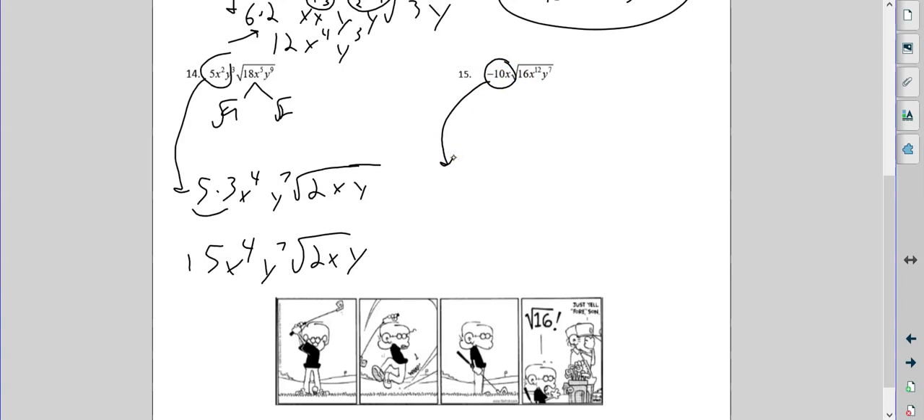Don't forget the negative. Notice the 16 is a perfect square, so that's just 4 right there. Then I have an x to the 1. X to the 12, 12 divided by 2 is 6, but I already had 1 out here, so 1 plus 6 is 7. My y's are odd, so I'm definitely going to have 1 left over, and 7 divided by 2 is 3. I didn't have any y's on the outside, so it's just 3. And that's it for lesson 1.